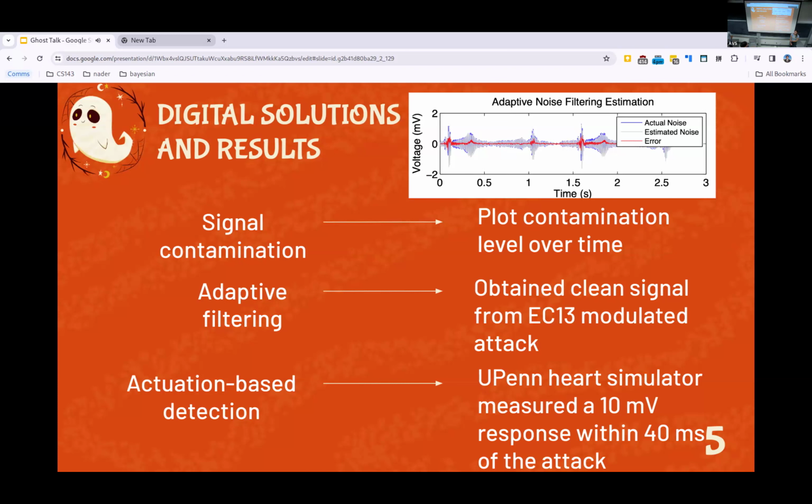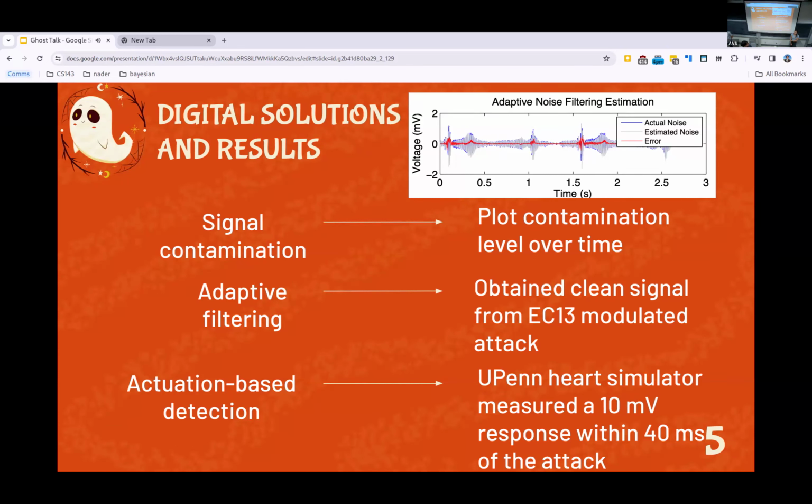And in this way, you can apply a formula and then calculate your contamination level over time. After you have that signal contamination, this isn't necessarily a separate method, but you can then apply adaptive filtering, meaning based on if your contamination level exceeds a certain threshold, you can then filter out some of that signal. And they were able in their study to obtain a clean signal from an earlier EC13 modulated attack, which they devised in the paper.